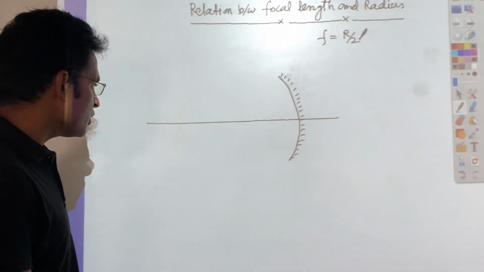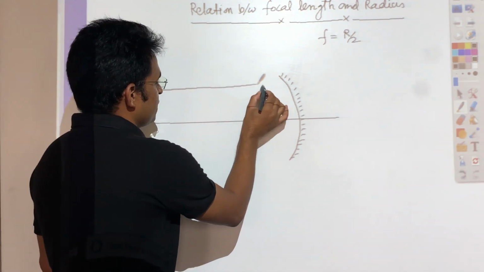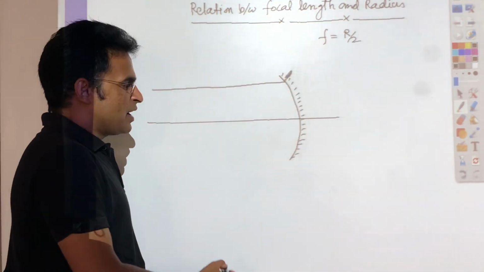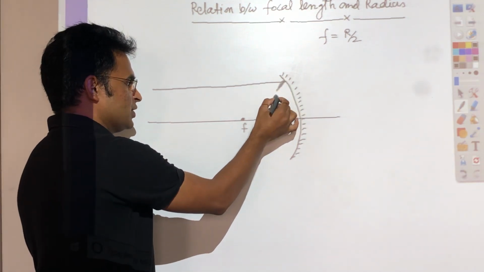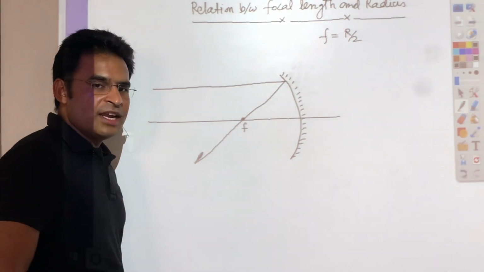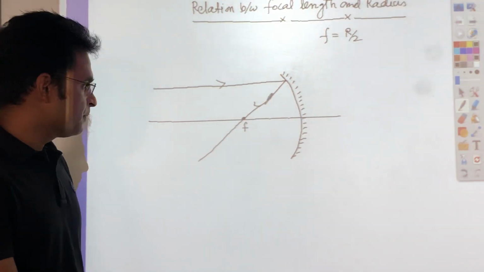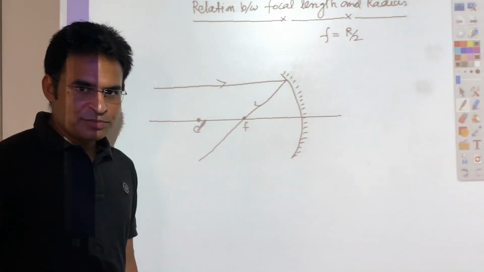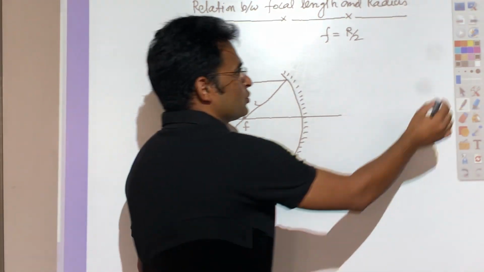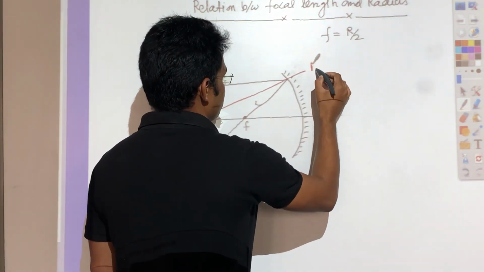where f is the focal length and r is the radius of curvature. So if one line is parallel to the principal axis, it will pass through the focus of a mirror, so it will go like this. Any line parallel to the principal axis always passes through the focus of a mirror, and if any line passes through the center of this mirror, that line is called normal. So this line is normal.